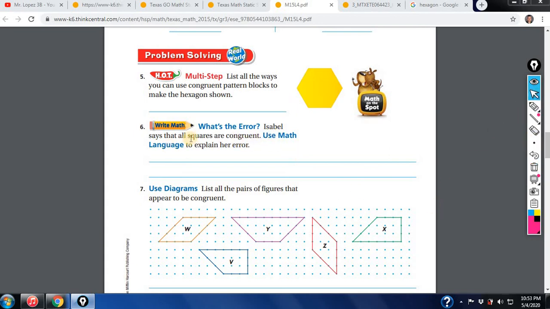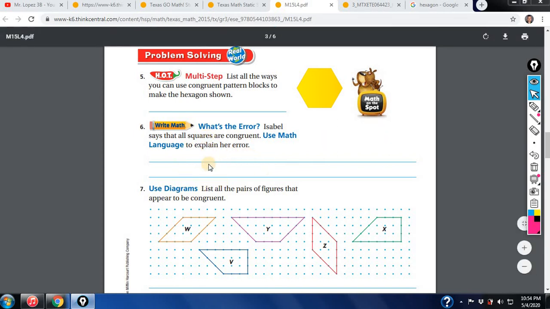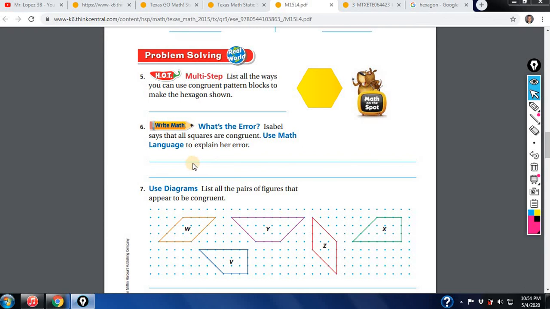Okay, Isabel says that all squares are congruent. Explain if she's right or not. Are all squares congruent? Well, the answer would be no. They would not all be congruent, because yes, all squares have the same shape, because it's a square, but not all squares are the same size. So that's what I'm looking for you to write down here, indicating to me that not all squares are the same size. You need to start using that language here.